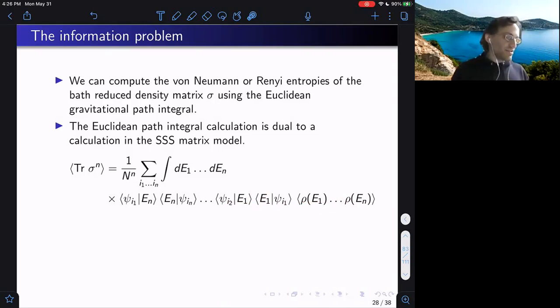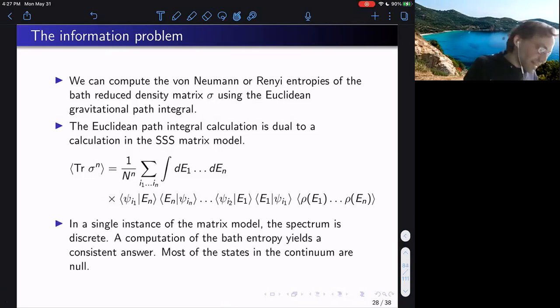Okay, so the point is we can use the matrix model to compute these Euclidean path integral calculations. And in a single instance of the matrix model, the spectrum is discrete. So this just means that if you compute the Bath entropy, you get an answer that's consistent with the microcanonical entropy. So in other words, in any single instantiation of the matrix model, of course, I cannot take n to be arbitrarily large. Instead, what you'll find is that many of these continuum energy eigenstates are actually null. And so the words that we can say are that due to non-perturbative effects, many of the states in this continuous spectrum of energies are actually null.